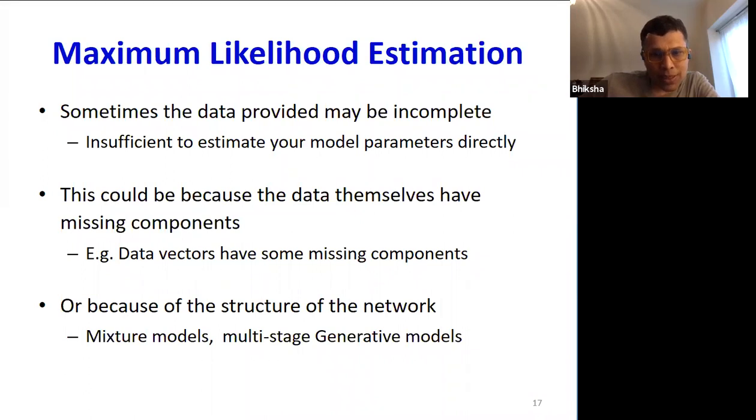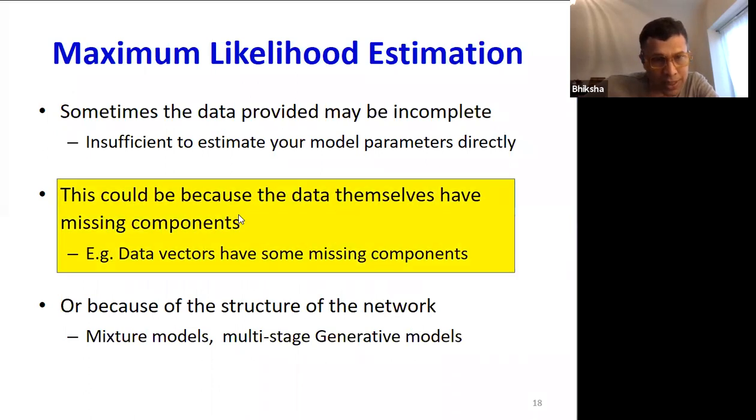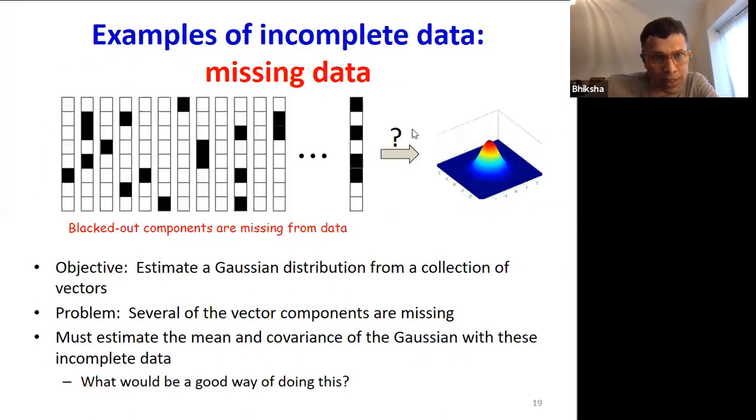So here's the situation with the maximum likelihood estimate. We know how to do it. But there are many situations where the data you get are incomplete, so they are insufficient to estimate your model parameters directly. This could be because the data have missing components, or because the structure of the network or model causes issues. Let's consider the first instance, where the data have missing components.